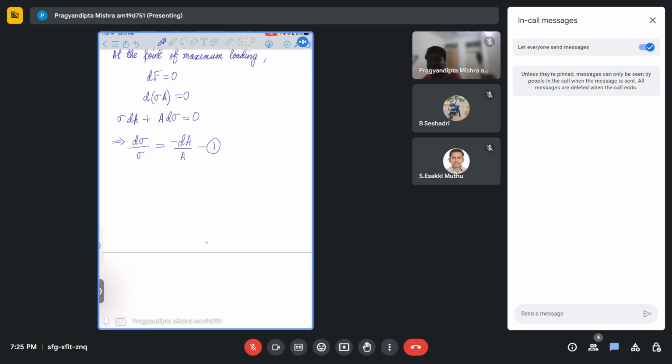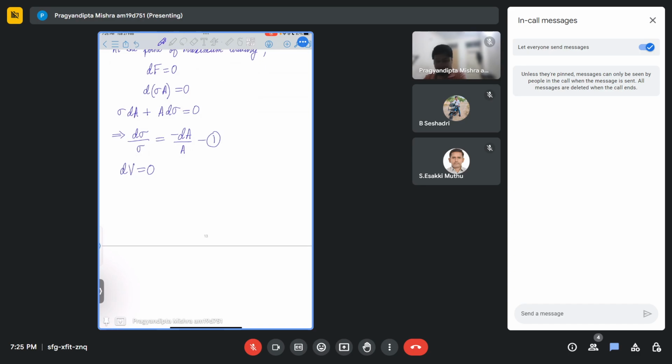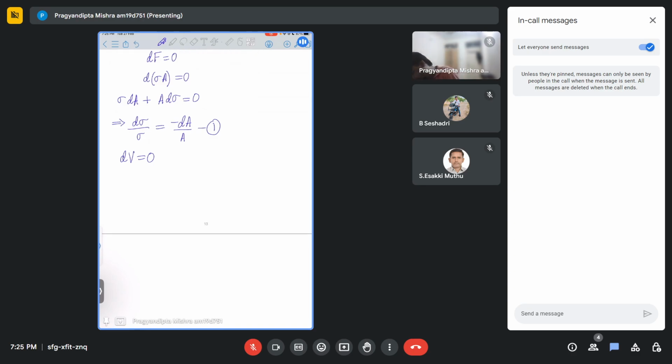Now the second part would be constancy of volume, right? So dV will be equal to 0: the volume is constant, or change in volume is equal to 0. Volume is equal to A times L, so A dL plus L dA will be equal to 0, or dL/L will be equal to negative dA/A. So this is equation 2. Now dL/L is also called dε, right?